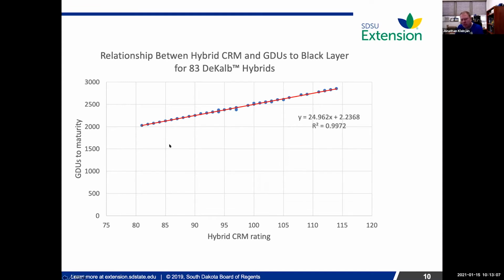I was going to plot a couple other companies on this graph too, but honestly, everyone was so close. I didn't see the value when I started looking at it. The 3 companies I looked at, Peterson, Channel and DeKalb, were all using pretty much the same system. So I'd like to think that 22 to 25 GDUs per day of maturity is pretty consistent across the industry.